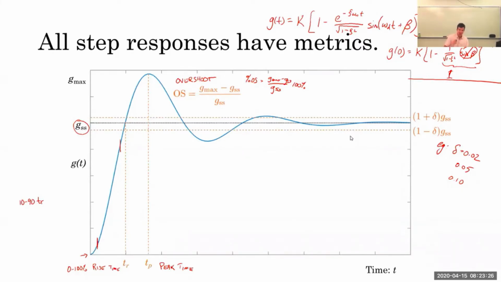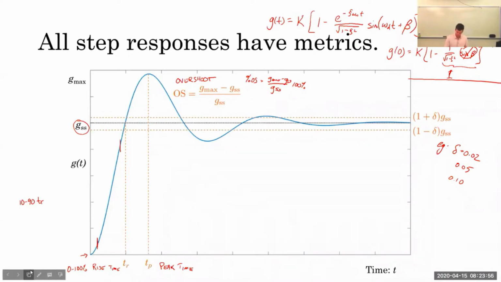So as soon as we fix the delta, then we can draw this tunnel, these horizontal bars. And now comes the fun part. Now we get to move our pencil along the curve and find the first time the system stops leaving the tunnel. Said another way, it's the last time the response is ever outside the tunnel.